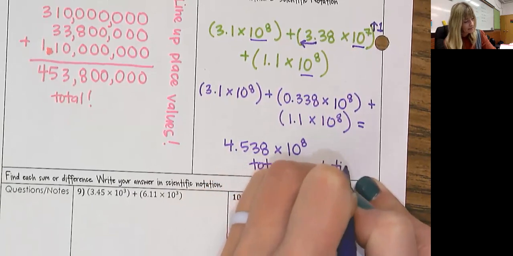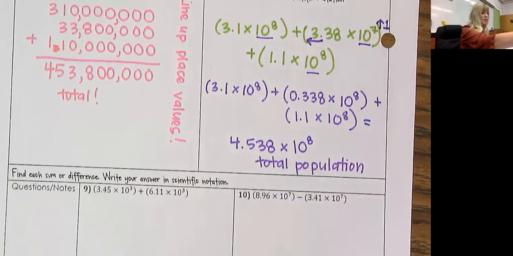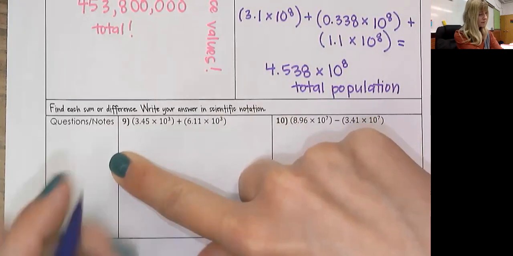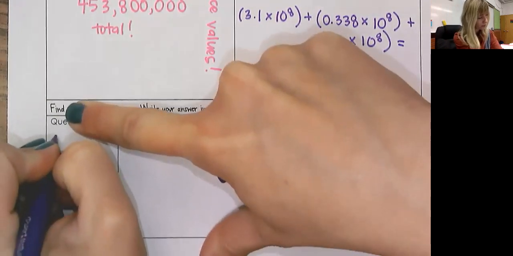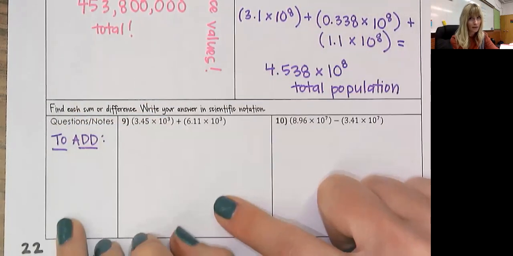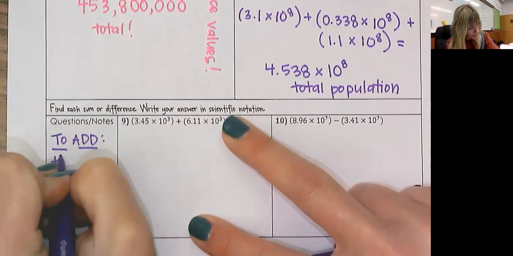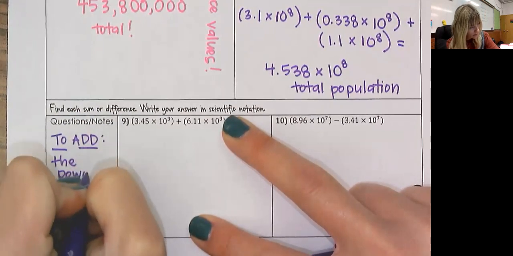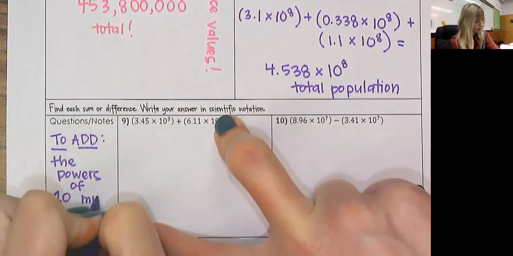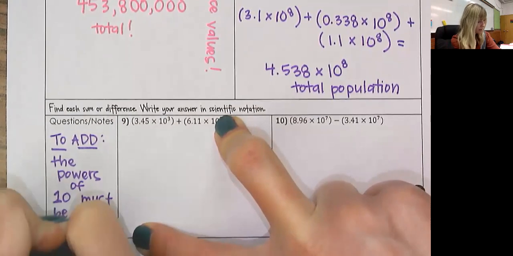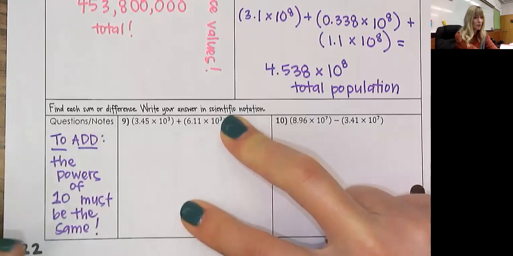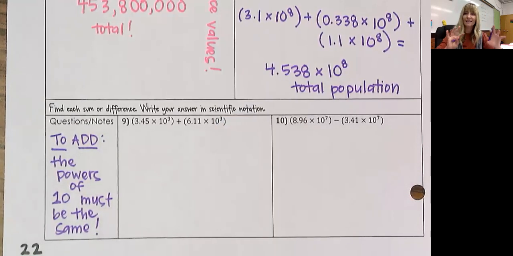The key here is, and I'm going to write this down, so come down with me to the bottom of page 22. Right here, question/notes. I'm going to put this: to add, you cannot add unless the powers of 10 must be the same. Okay? You cannot add in scientific notation unless the powers are the same.